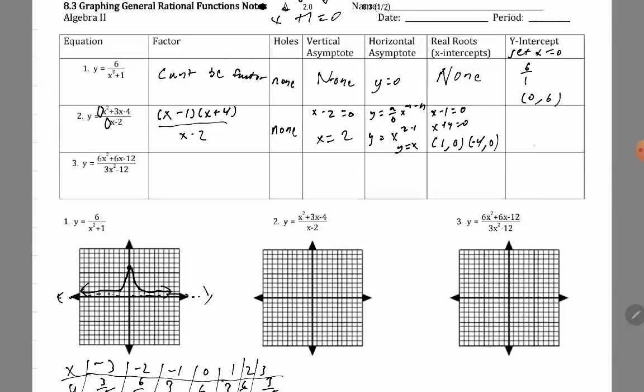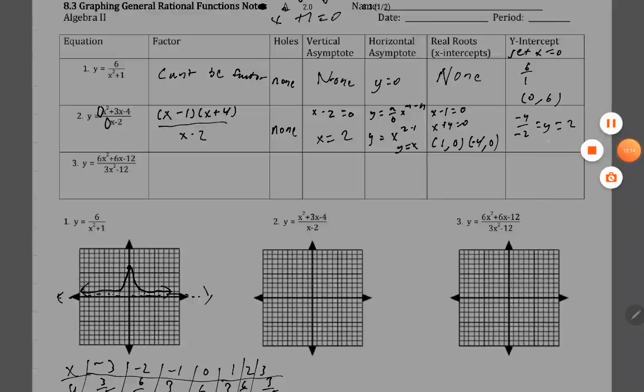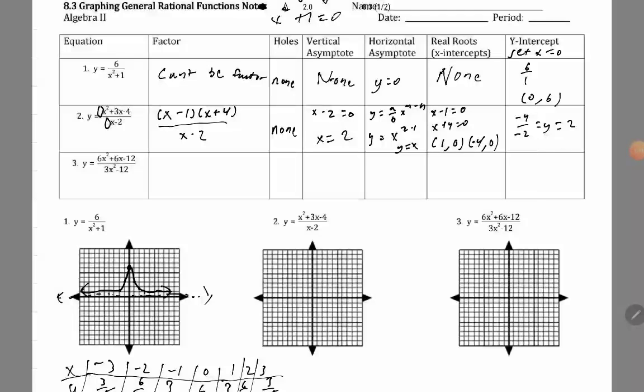And then our y-intercept, we set x equal to 0. So we'll get negative 4 over negative 2. So plugging in x is 0, y equals positive 2. So this is when x is 0, y is 2. So let's graph that one.